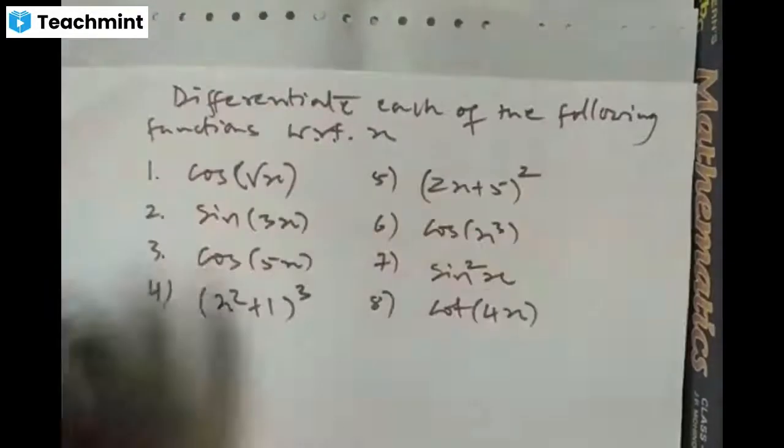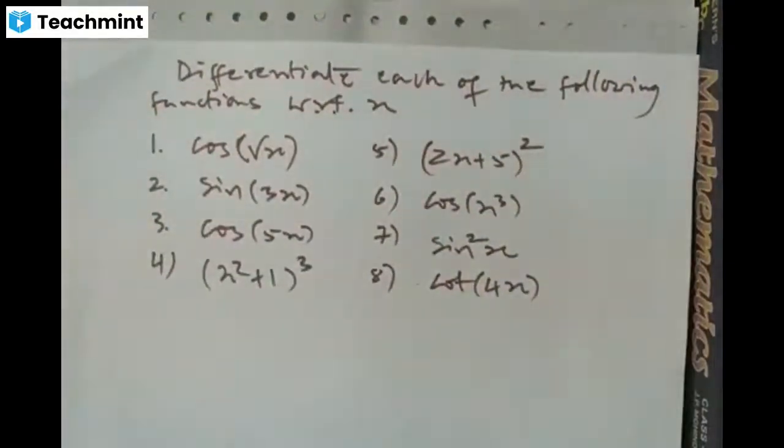Dear students, in the last class we discussed the chain rule to find the derivative of a composite function. I think we discussed 3 examples, right? Now we shall discuss some problems. I had given 8 problems in the last class. Now we shall solve these problems one by one.